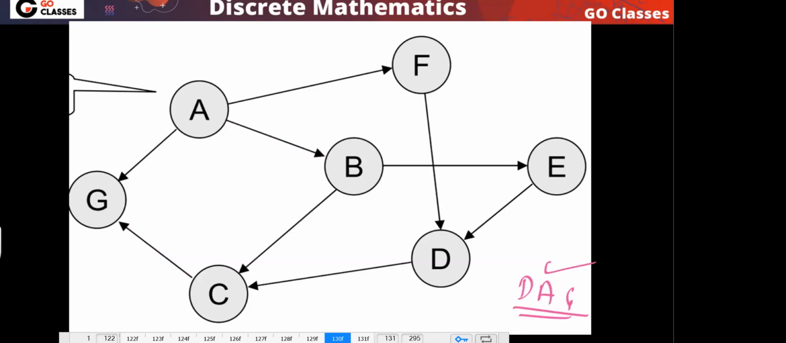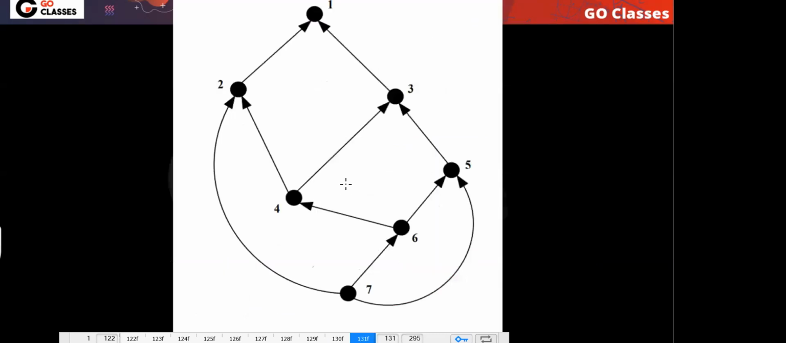There is no cycle. You can check. This is directed acyclic. See, you can go from B to E, from E to D, from D to C, but you cannot go from C to B. So there is no cycle here. This is also directed acyclic. You can check.